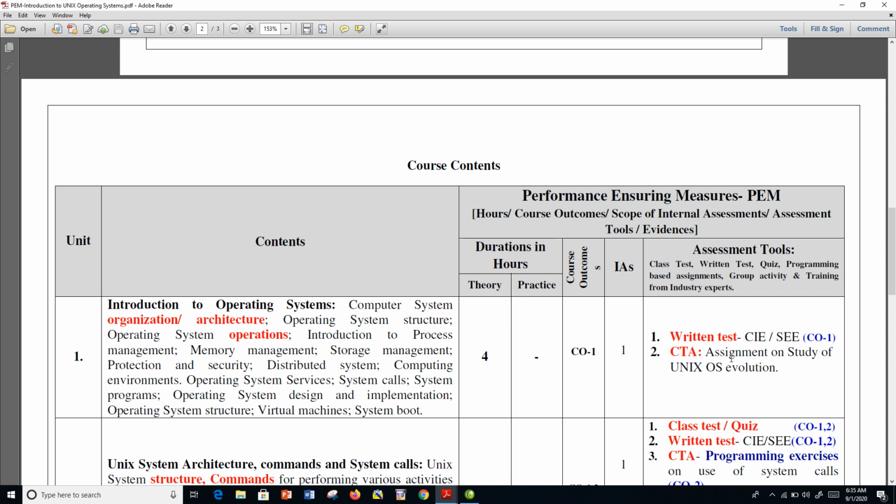The activity we do on chapter one is a written test in the internal examination and semester end examination, and you are given an assignment to study the Unix operating system evolution. This is a theoretical assignment. You need to go through the evolution of the operating system and the features included in it, and submit it as an assignment through Google Classes.